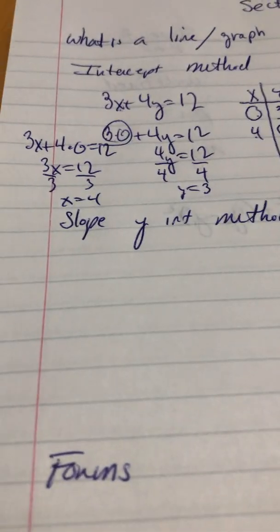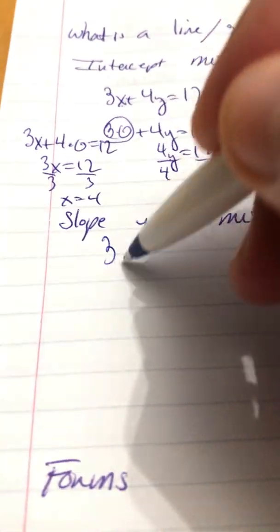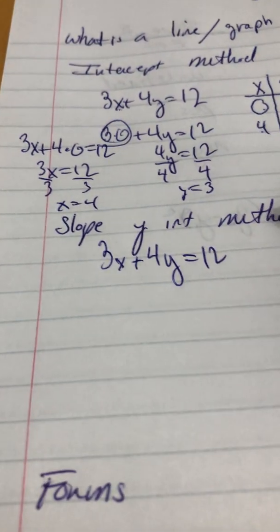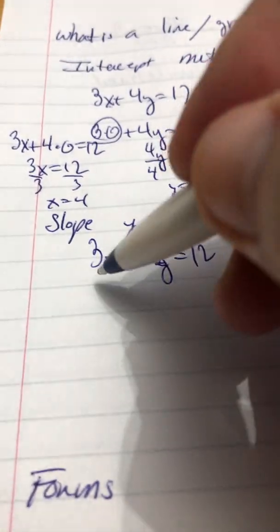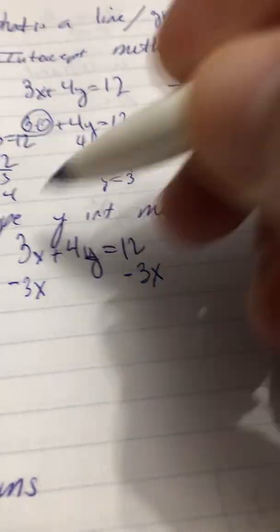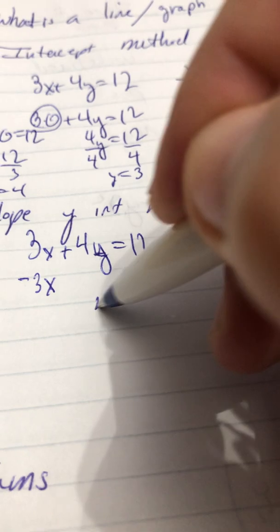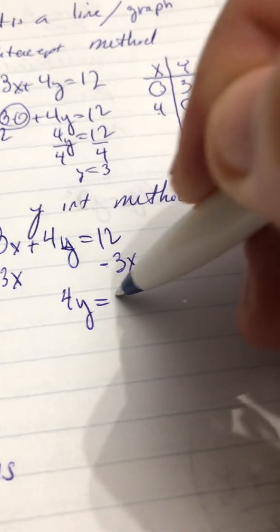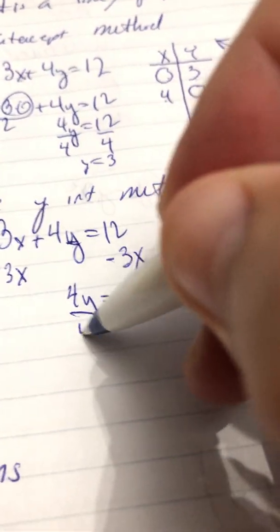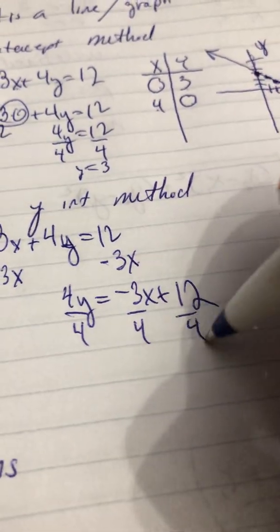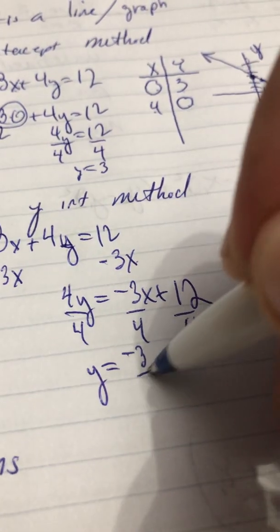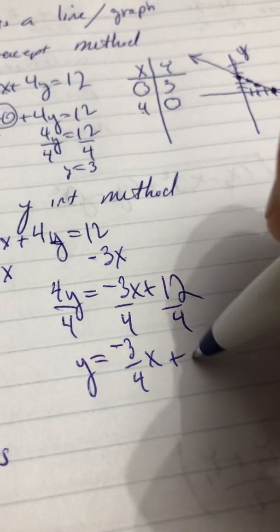So the whole idea is to take the equation and solve it for the variable y. Now that means we've got to get this piece alone. We tend to move addition and subtraction first. So I subtract 3x from both sides, and I have 4y is equal to negative 3x plus 12. And then I divide by my lead coefficient on the y, and I distribute it to each one of the terms. So I have negative 3 over 4x plus 3.